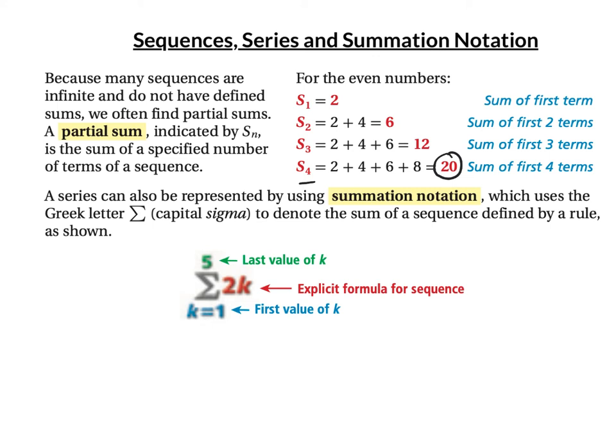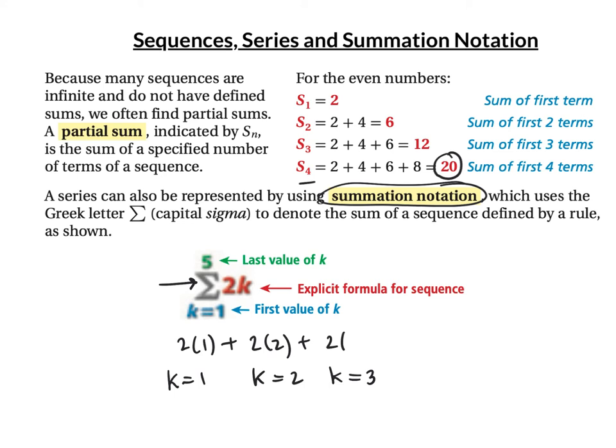And we often write these in summation notation. So here we have the sum of numbers from 1 to 5 of 2 times k. So when k is 1, it's 2 times 1 plus. That symbol means sum. Then k will be 2, and it becomes 2 times 2 plus. And then k will be 3, and it'll be 2 times 3. And I'll keep going until I get to that last one. So plus 2 times 4 when k equals 4. Then our last number in the series is when k is 5, so we get plus 2 times 5.